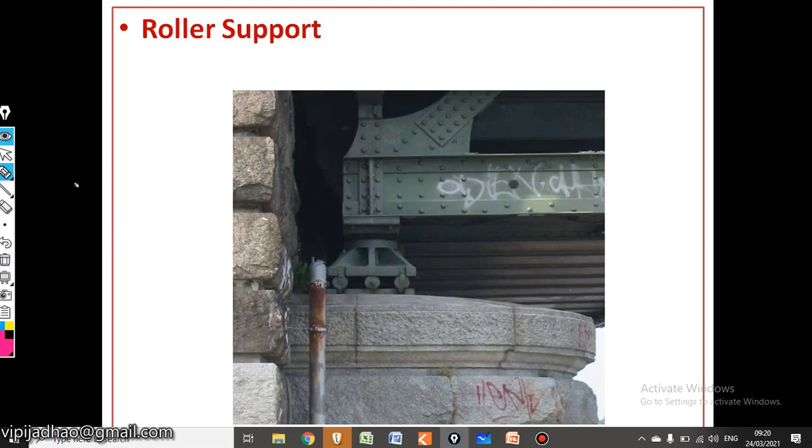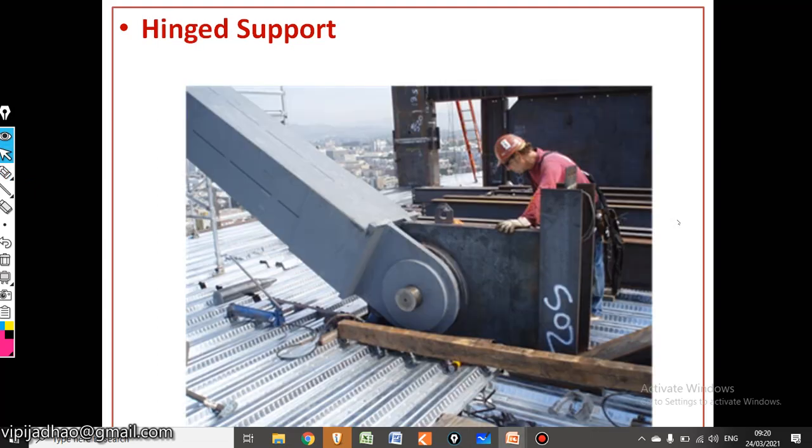Then we have the next type of support, a hinged support. You can see here this is a hinged support. They have just inserted this type of hinge here, so that this particular member of a truss can move in both directions. So this is an example of a hinge support.